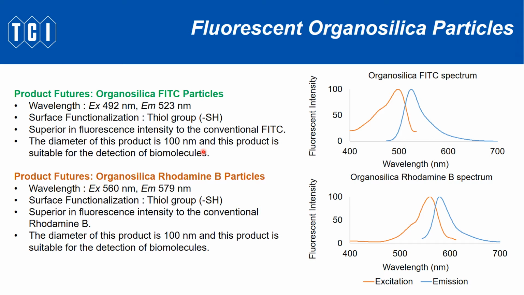The product features of organosilica Rhodamine B particles are as follows. The maximum wavelength of excitation is 560 nanometers, and that of emission is 579 nanometers. Their surfaces are functionalized with SH groups. They are superior in fluorescence intensity to the conventional Rhodamine B. The diameter of this product is 100 nanometers, and this product is suitable for the detection of biomolecules.